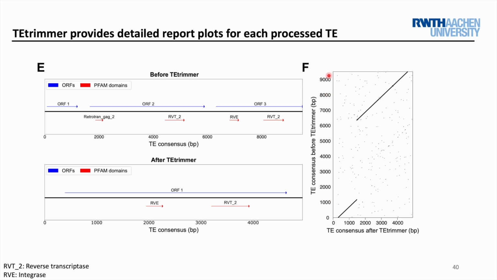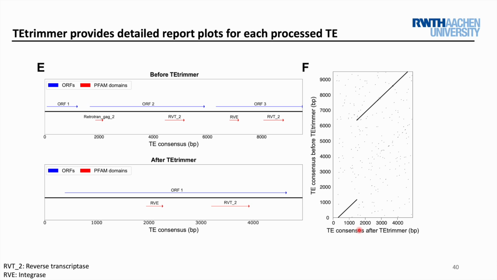The y-axis is the sequence before TEtrimmer analysis, and the x-axis is after. So combine those plots. This can quickly give you information. For example, if the boundary definition decided by TEtrimmer is right or not, if you are satisfied with the results, and you can also quickly see where and what is the difference between the sequence before and after TEtrimmer analysis.